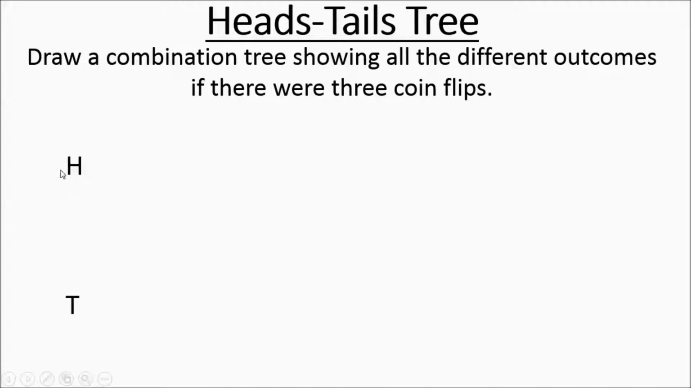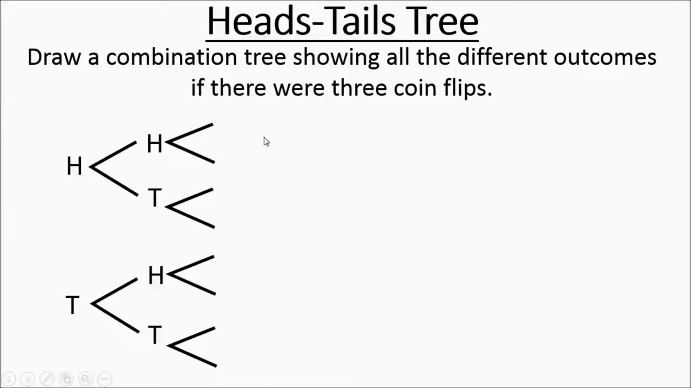So if you land on heads, there's two possible outcomes on your next flip. If you land on tails, there's also two possible outcomes. So you could land on heads or tails, and heads or tails. Now off of this heads, on this next flip, there's two possible outcomes. And off of each one of these second flips, there's going to be two branches coming off again. And the possible outcomes for those are all heads, tails, and so on.